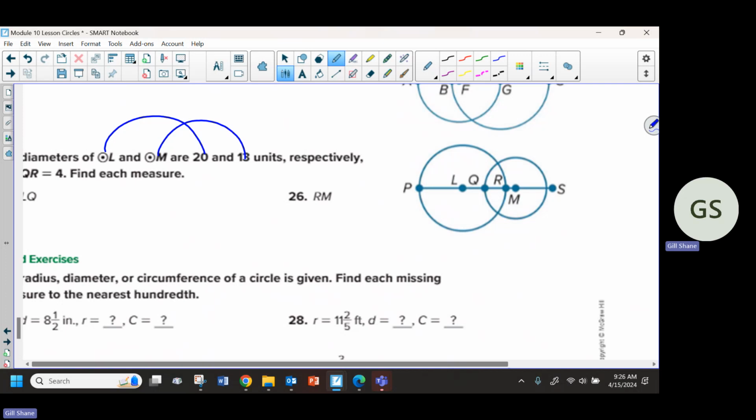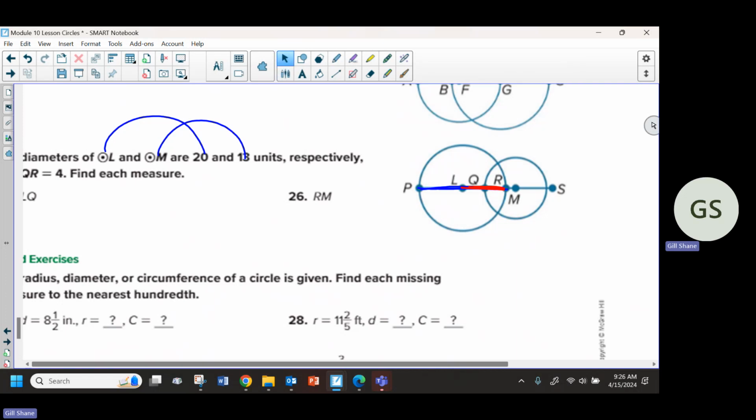So if I know the diameter of L is 20, that line is 20. And again, you may want to draw a large version of the problem so you have plenty of room. So I now know if that blue line is 20, that red line is 10. And then I can do the opposite with the other circle M. And again, they're named by the center point. So that's why circle L is the blue and red line.